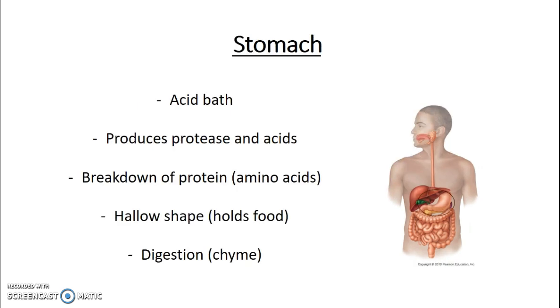Next is the stomach, which is also known as the acid bath. The stomach is a hollow structure that can hold the food in a bath of acids that help digest it more. The stomach produces acids and protease that help with the digestion of foods in the stomach. This protease helps break down the proteins in the food, and this then creates amino acids. The digested food will then be converted into slush, also known as chyme.